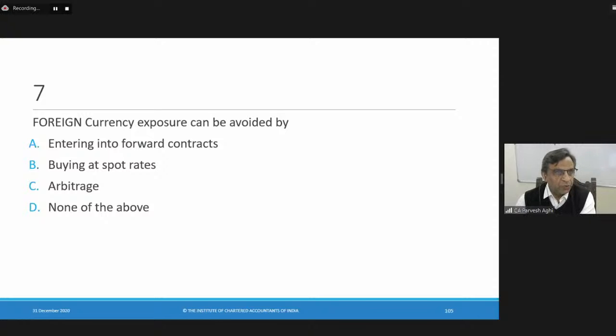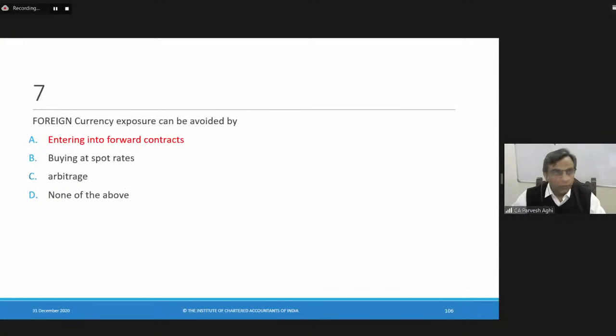So foreign currency exposures can be avoided by entering into forward contracts, buying at the spot rates through the process of arbitrage, or none of the above. So I repeat the question. Foreign currency exposures can be avoided by option number A, option number B. Yeah, Sumit has got it right. I think it is 7th A. Chavi and Ambika, everyone doing right. Chavi, answer is 7A. Yes, Ambika, you are also right. Entering into forward contracts is the right answer.